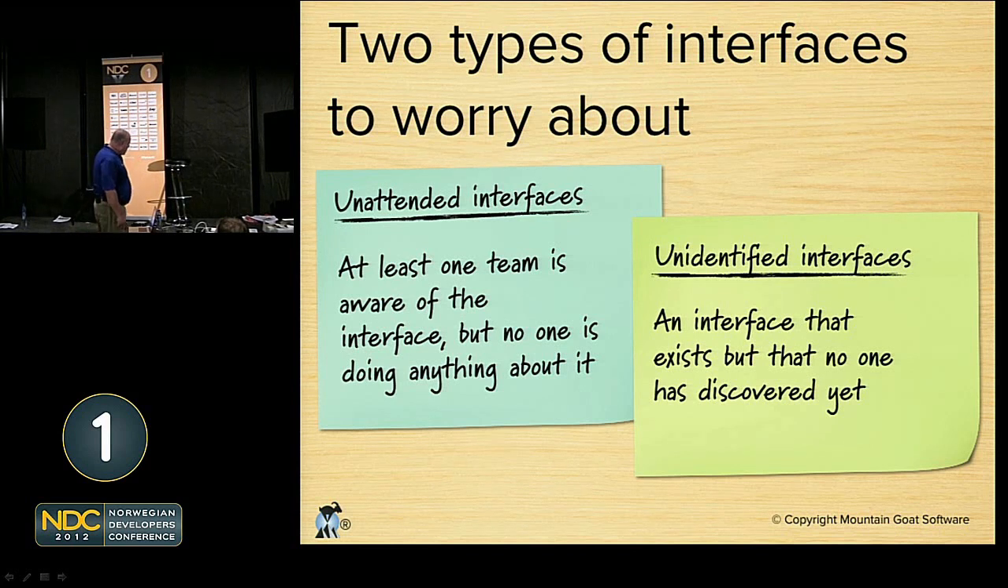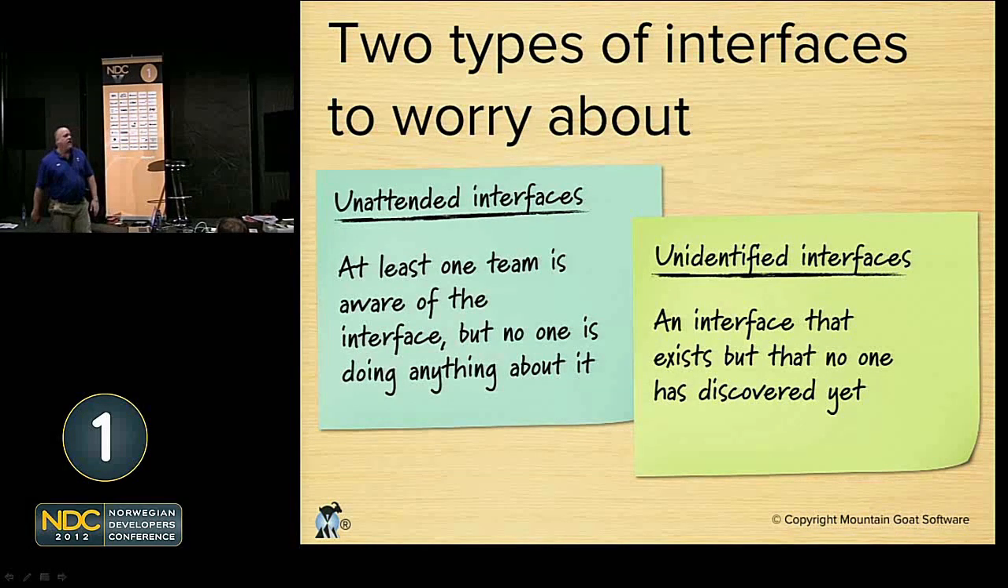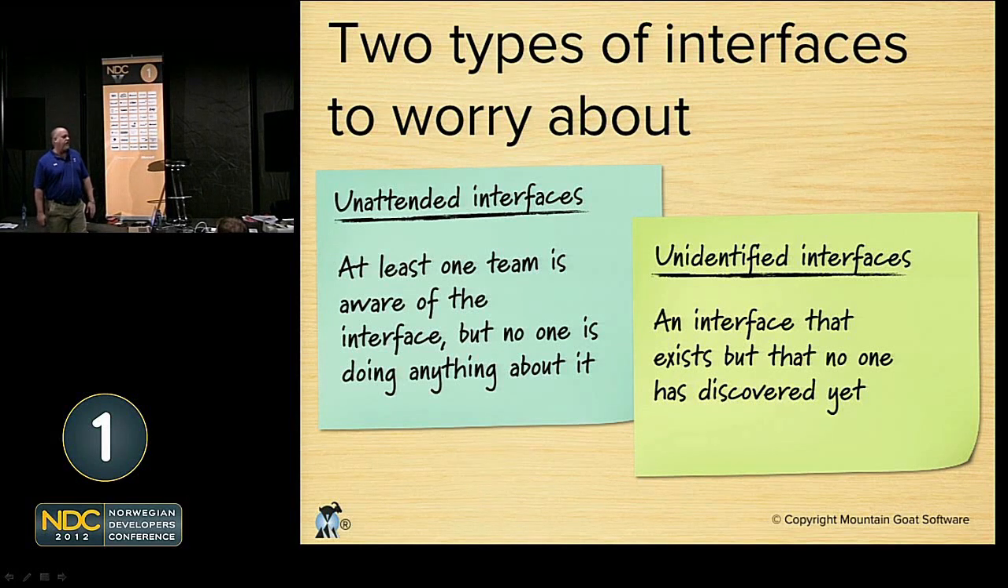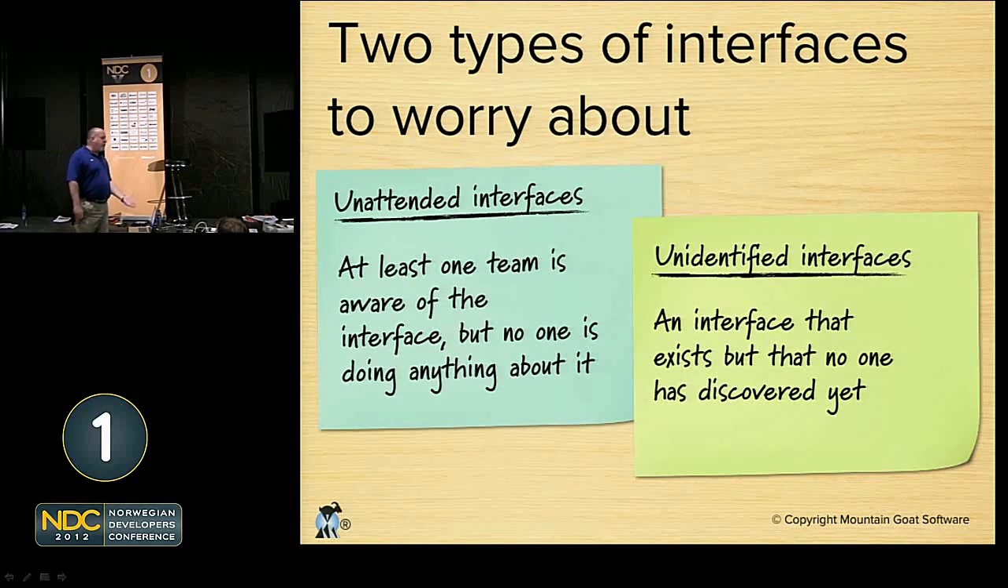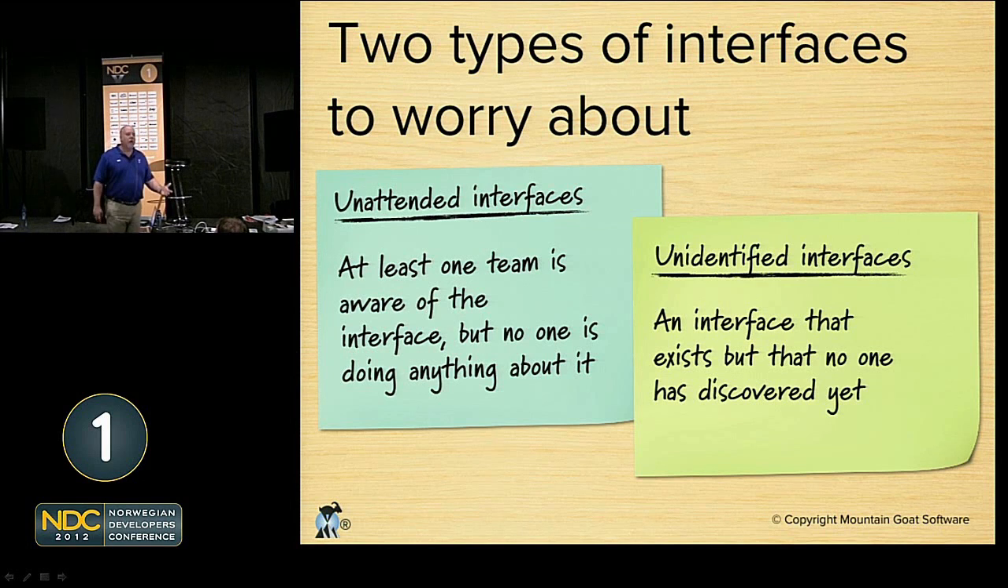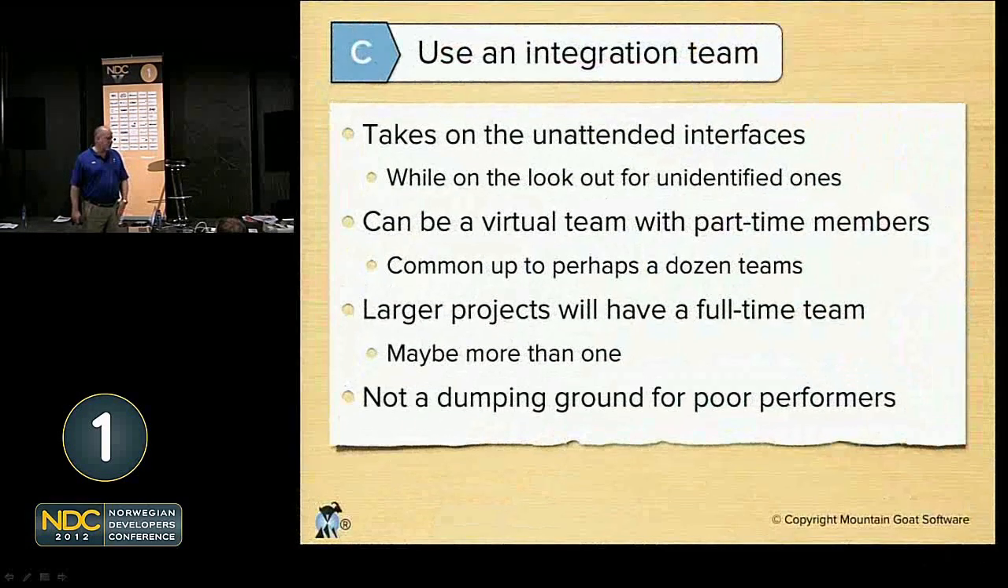The other type of interface that we have is what is called an unidentified interface. An unidentified interface, we don't even know there's a dependency there. Later, we're going to find one, and it's going to bite us. Right? But right now, we're unaware of it. Right? So two types of interfaces that can affect us: unattended, unidentified. Then, of course, there's ones that are identified that we are attending to. Right? So these are the two types to be worried about. One of the things that we can do with these interfaces here is use an integration team.